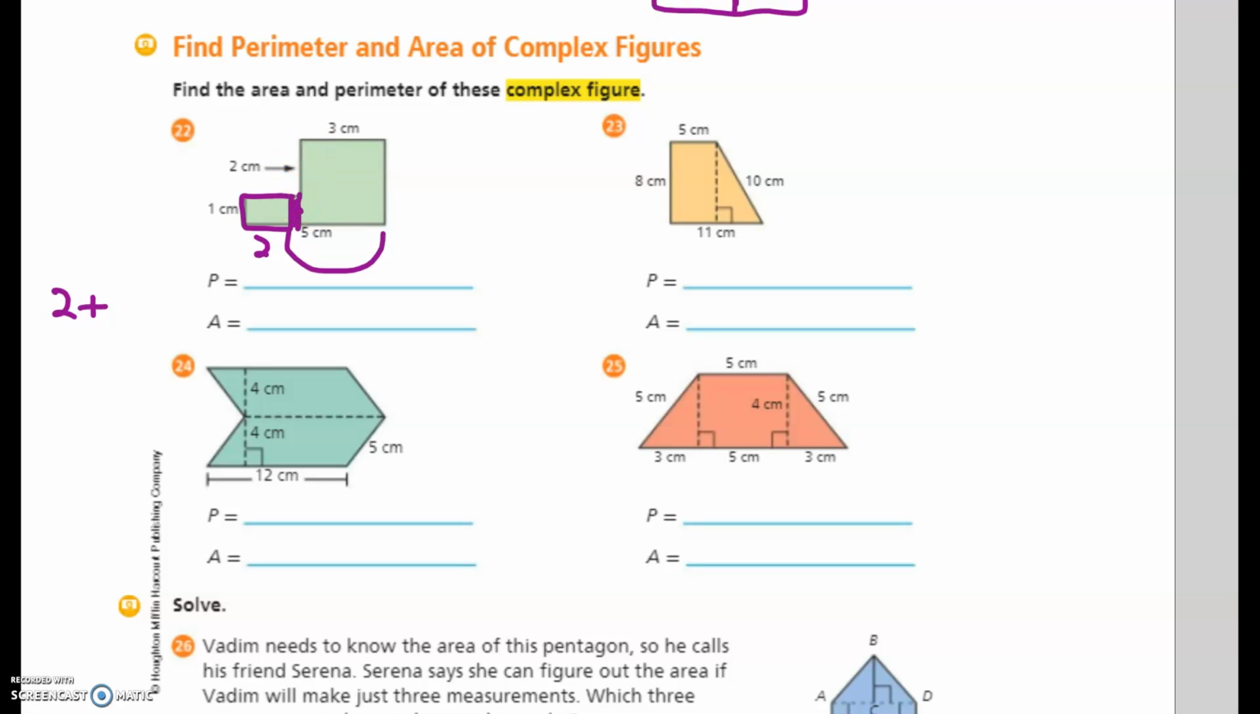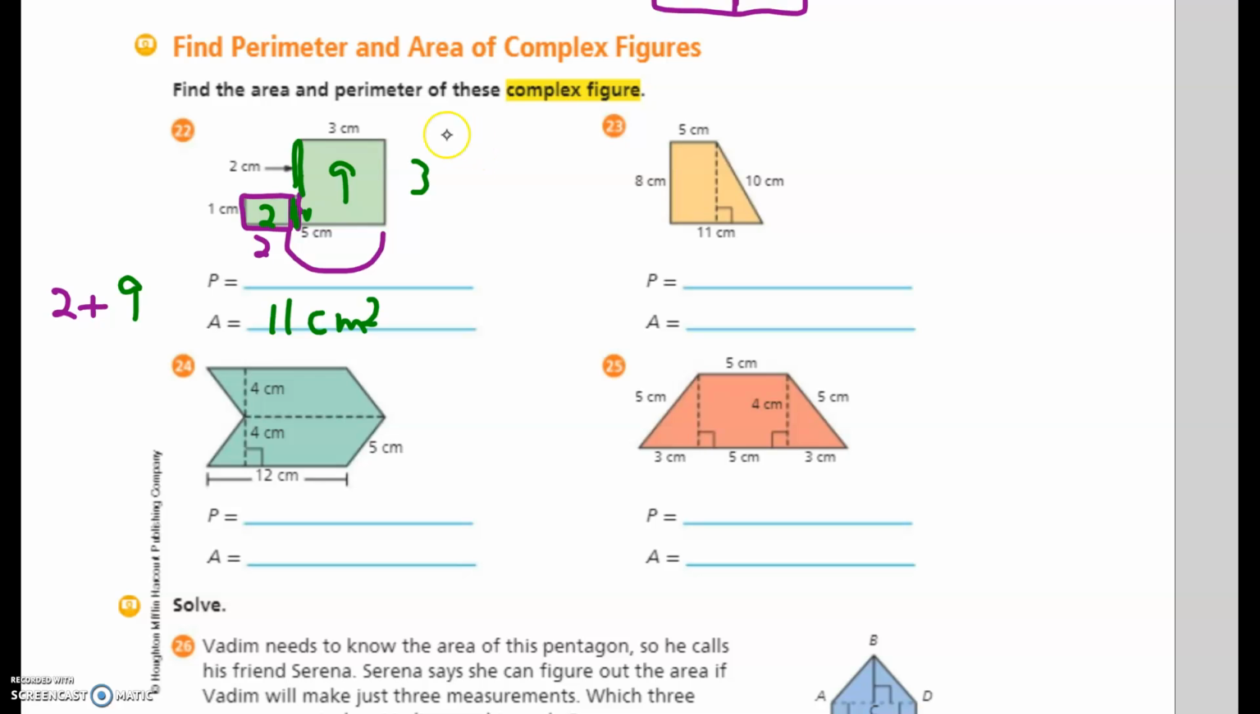I'm going to switch to yet another color. This part right here is 2. So what's this right here? Well, it's the opposite side of this. So that's 1, so this is 1. So this whole thing is 3. So really, it's 3 by 3, which is 9. So I'm going to add the area of this, which is 2. Sometimes I like to write them right in the box. And this is 9. 2 plus 9 is 11 centimeters squared.